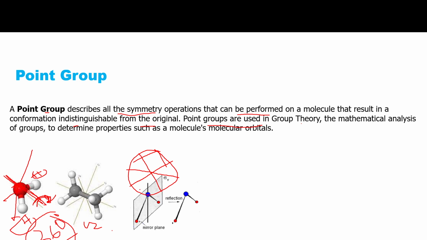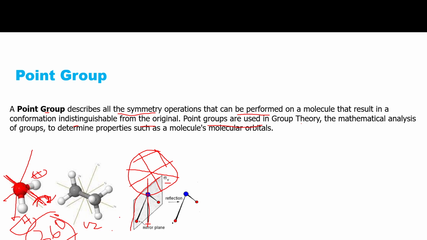Then another one is the sigma plane. What is the sigma plane? If you cut this molecule from this side, and place a mirror between these two halves, they will be exactly the same as each other. If your sigma plane is placed in this molecule, this will be our principal axis, and if your sigma is placed along the principal axis and contains the principal axis, then this will be a sigma v operation.